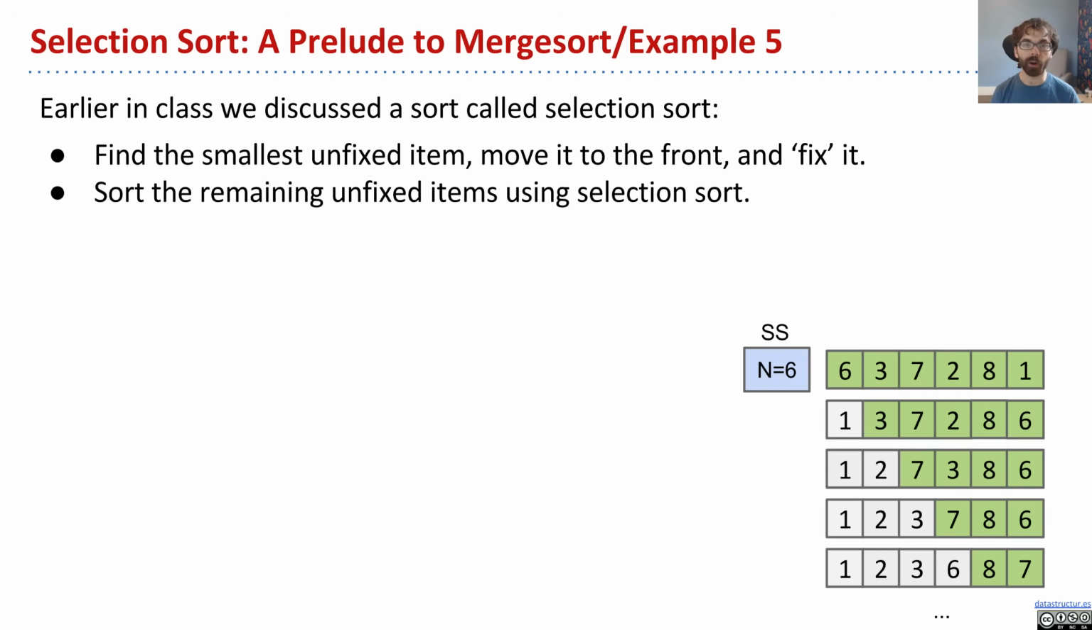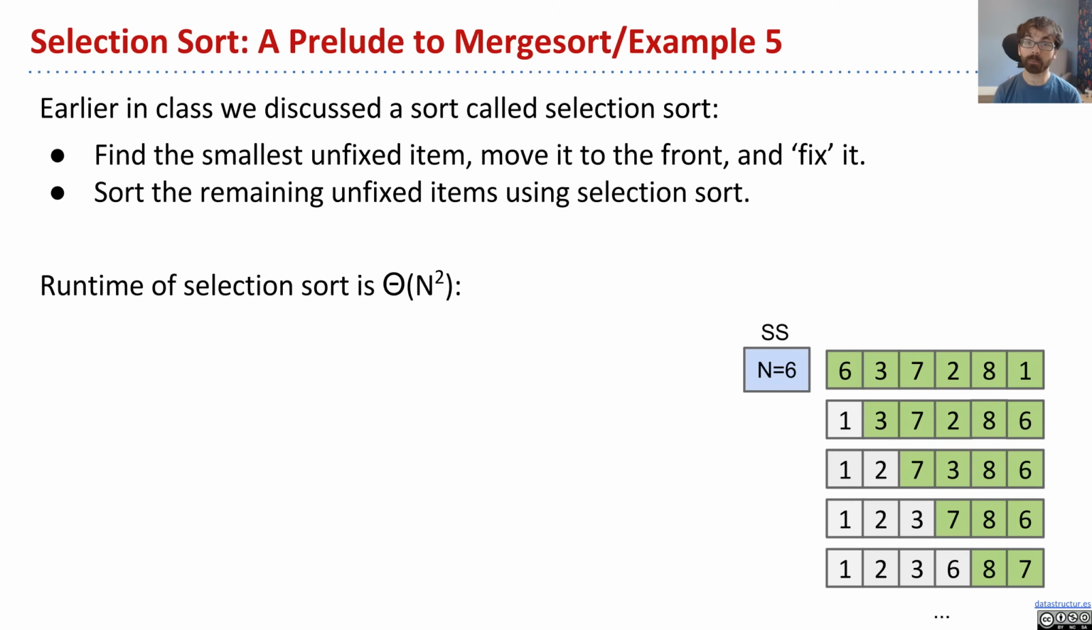This is actually an algorithm we've already seen in this class, but as a reminder, how it works is I have an array, say 6, 3, 7, 2, 8, 1. I look through that entire array and I find the smallest item, in this case, 1. I take that 1, I move it to the front, and then I selection sort the rest. So I look through all of this, find that 2 is the smallest, copy the 2 to the front, and so forth.